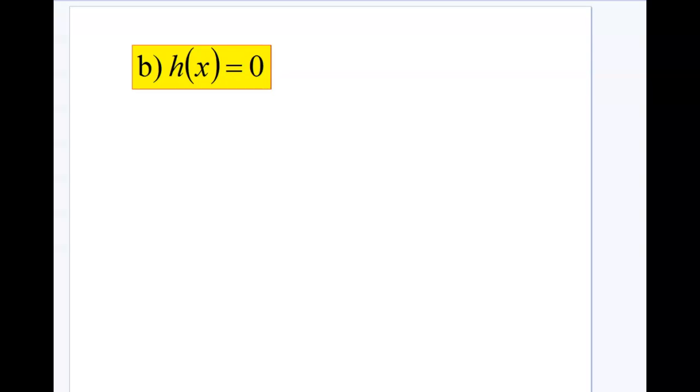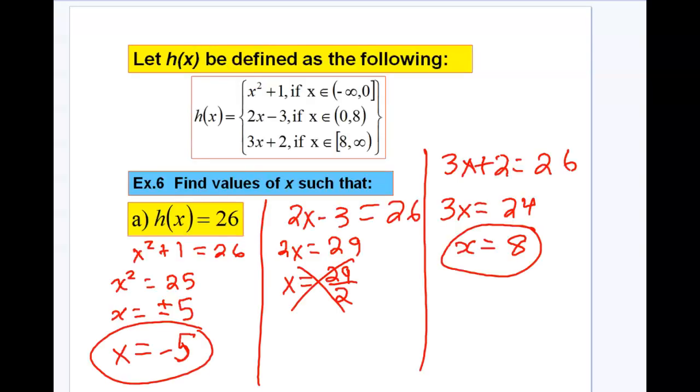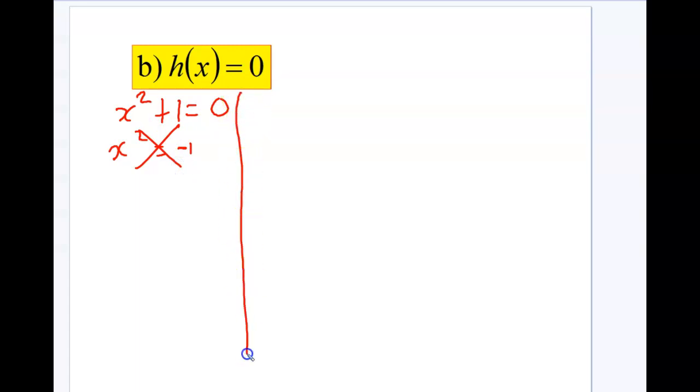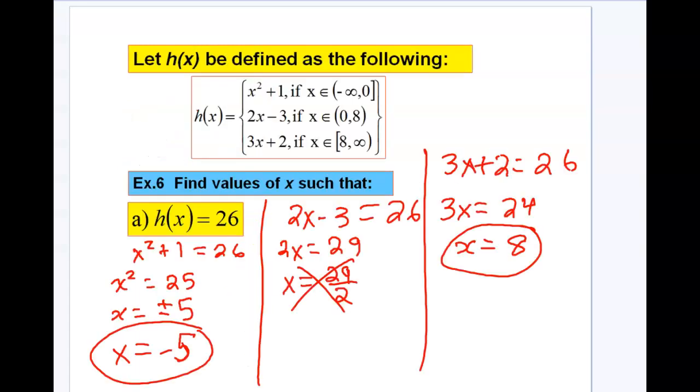Okay, well, I'm hoping you've had a chance to try this example. So let's go through the three cases again. So x squared plus 1 has to equal 0. I take the 1 over to the other side, and you can't solve this, so there's no solutions for the first part of that.